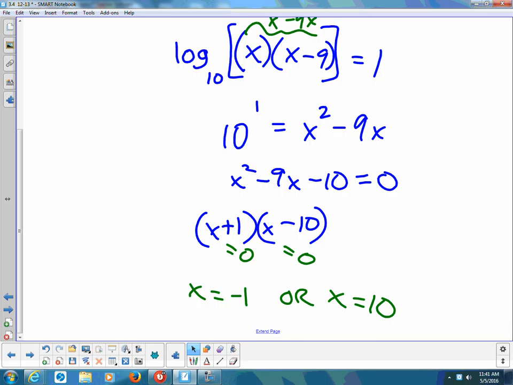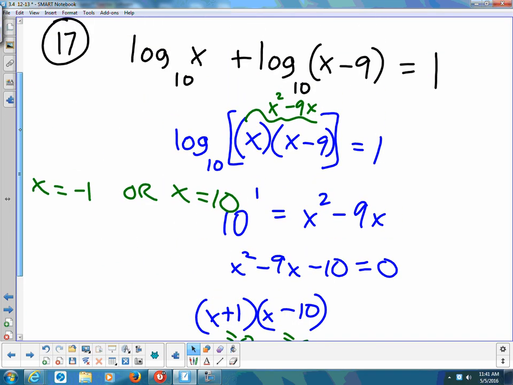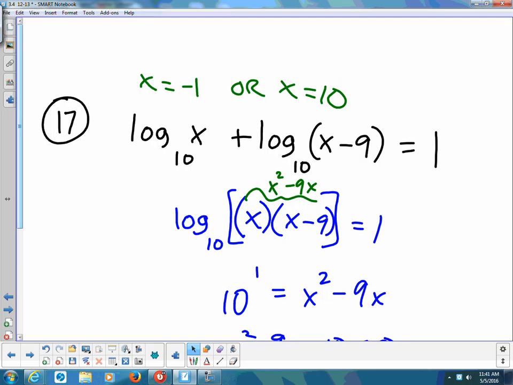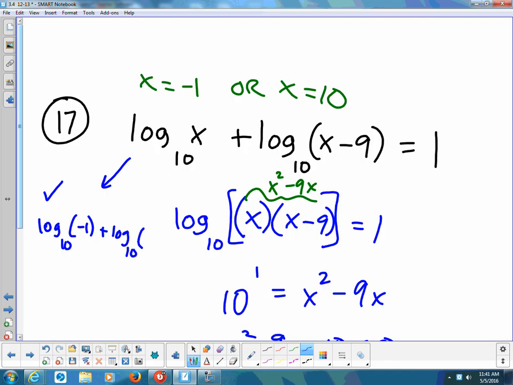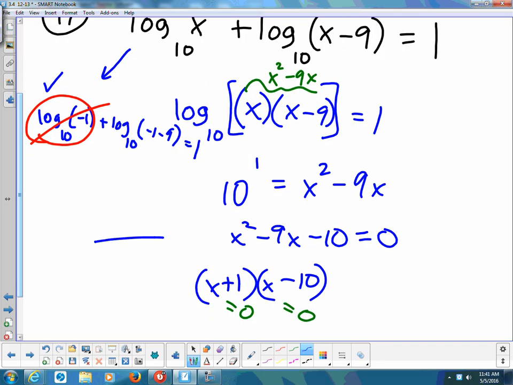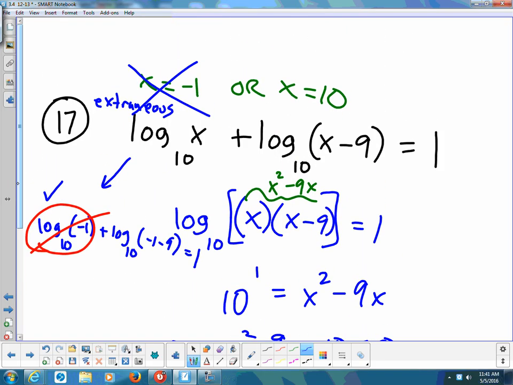Let's go back up and see if those solutions that we got will work in the original problem. All right, if I plug in negative 1, like I am right here, this is me doing a little check. I get log to the base 10 of negative 1 plus log to the base 10 of negative 1 minus 9 is supposed to equal 1. Well, does anybody see a problem? Well, right here, because we're not allowed to do this. So negative 1 cannot be a solution. We will call that an extraneous solution because it's working in our little quadratic equation here, but it doesn't work in the original.